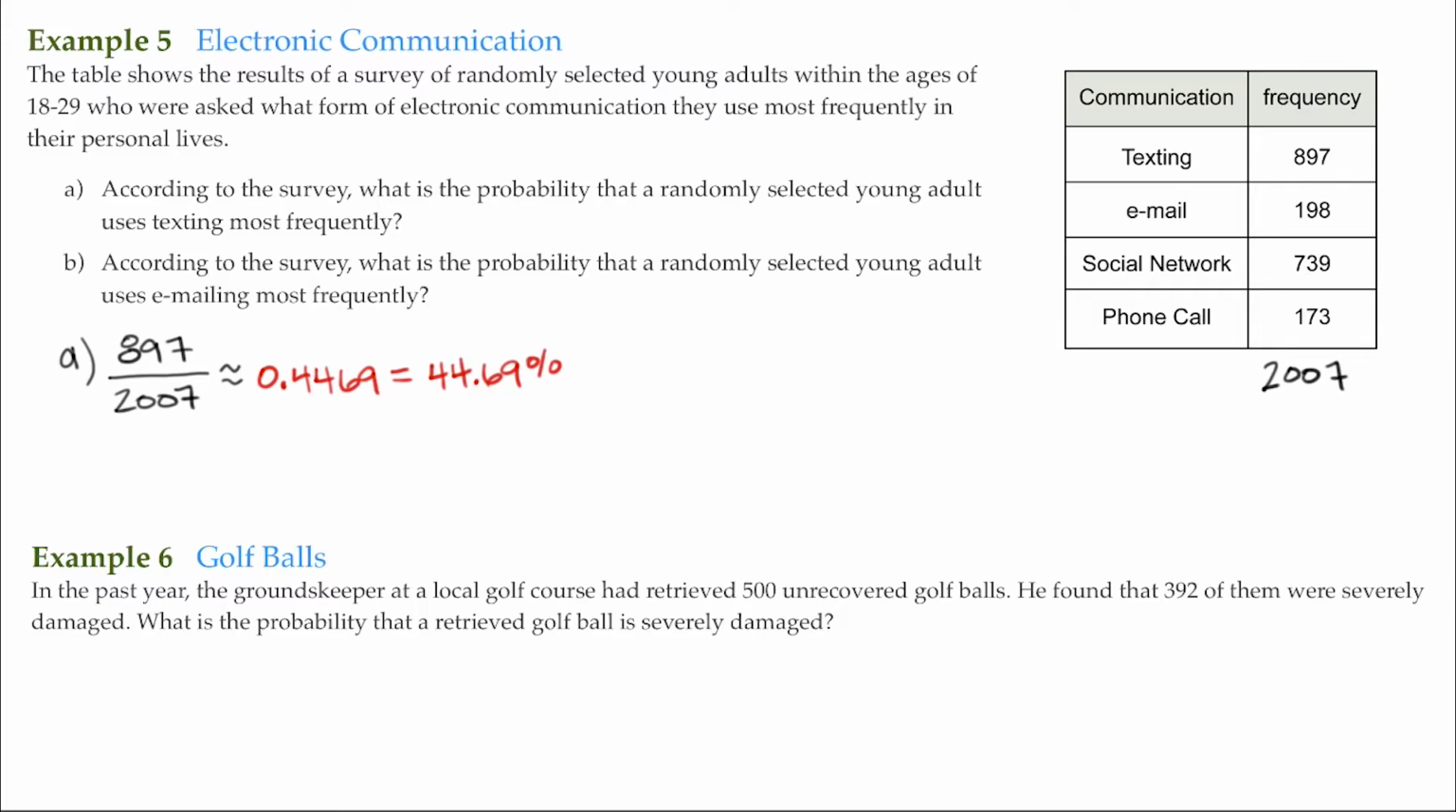Letter B is similar. It says, according to the survey, what is the probability that a randomly selected young adult uses emailing most frequently? So all that's really changed is the event, but that's 198 out of the 2007. And that's approximately 0.0987, which translates to 9.87%.